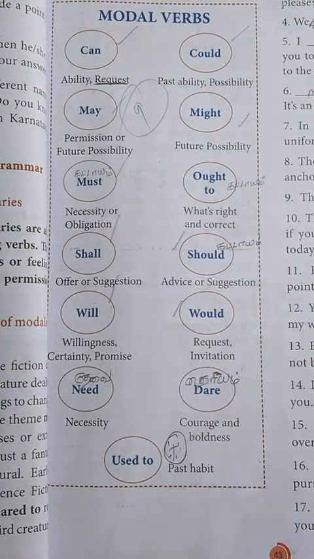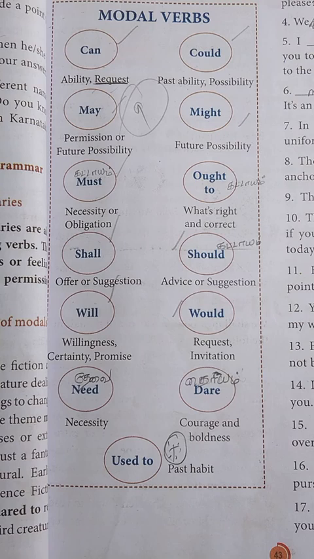Next one is shall. Offer or suggestion. People used to say, no, when someone comes to your home, they will say, shall I get you a cup of coffee? They used to say offer. Shall I get you a cup of coffee? That thing is going to happen in the future. And second one is what? Suggestion. What is the suggestion? What will you say? Shall we go for a movie?